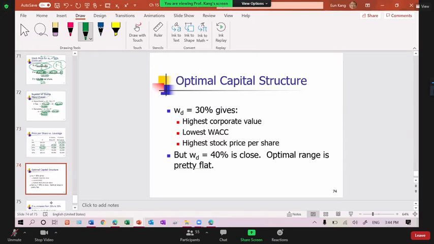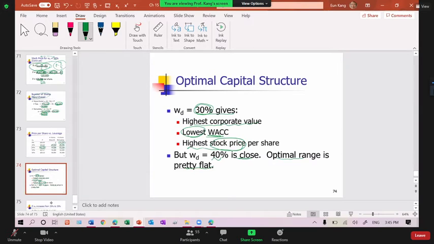And then WD of 30% debt ratio gives the highest corporate value, and look at this, the lowest WACC, and the highest stock price per share. But WD of 40% is pretty close. So the optimal range is pretty flat. So it may not be a point estimate, but kind of a range, right? Between 30 and 40%, something like that. So that is how to calculate the optimal capital structure.